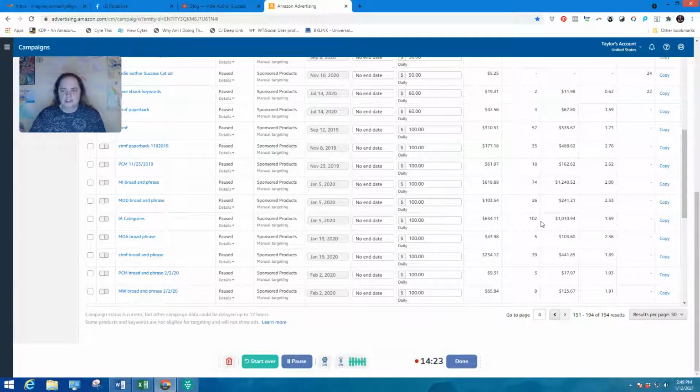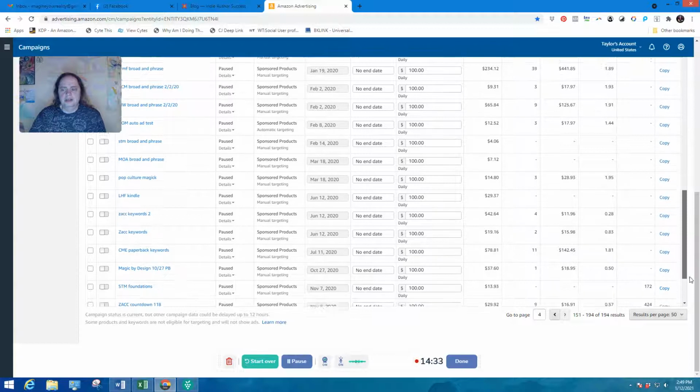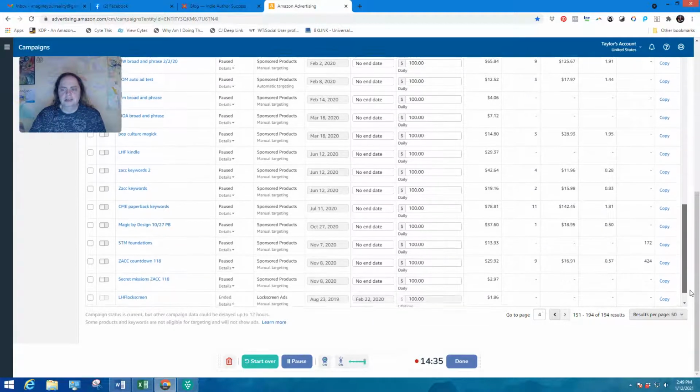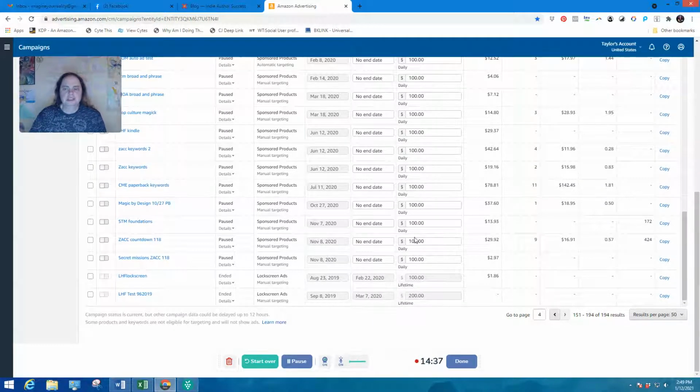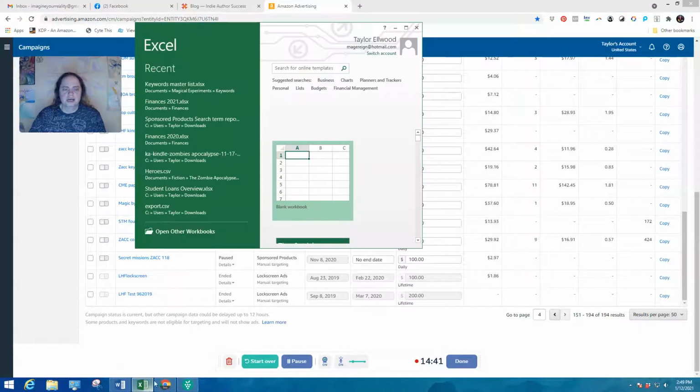IA categories, this one ran for a while and it did okay, but eventually it dropped down, and I probably kept it running longer than I should have. These are all things that you want to be thinking about when you're doing your ad campaigns. Like, how much money do I want to be spending? When do I start figuring out how to turn these off?